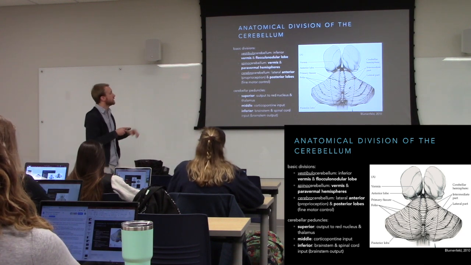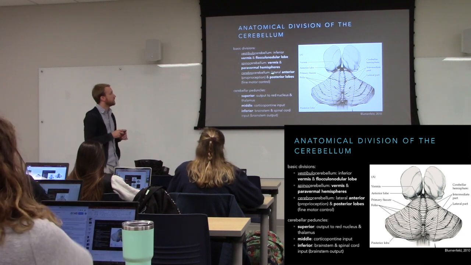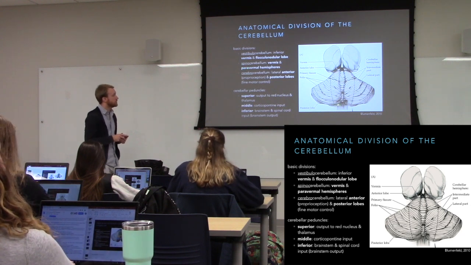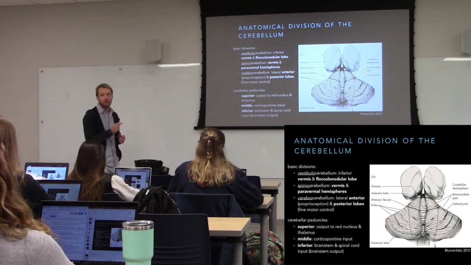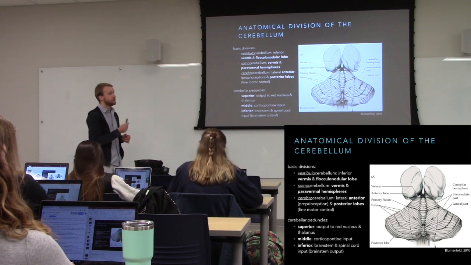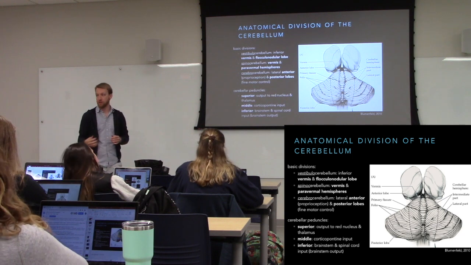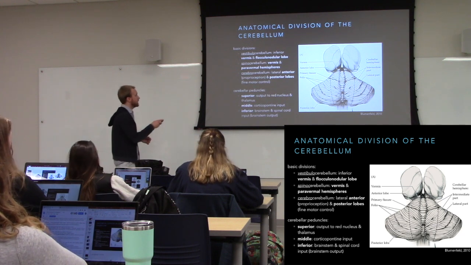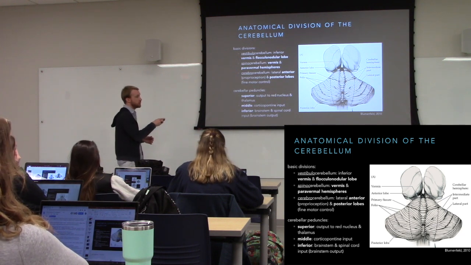There's also some ascending input from the spinal cerebellum, and that's going to be for our paravermal hemisphere. So this strip right here, just next to the vermis. So more medial portions than this cerebellum. Since they're in different parts of the cerebellum, they're going to have different targets. You might guess that the target here would be the cerebrum, and you'd be correct.